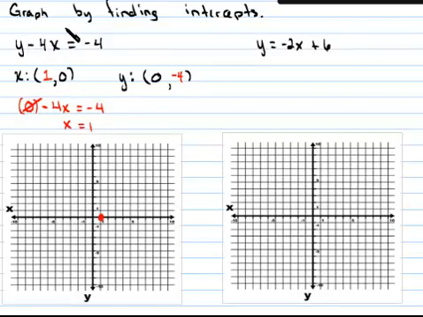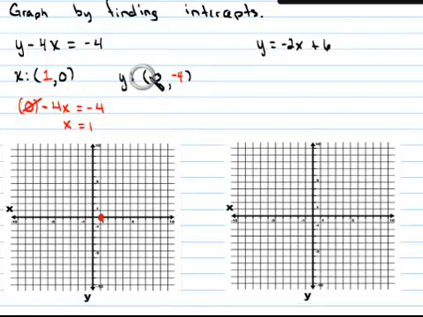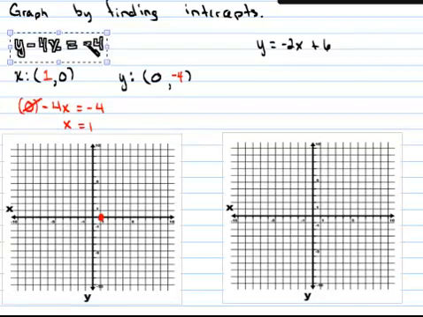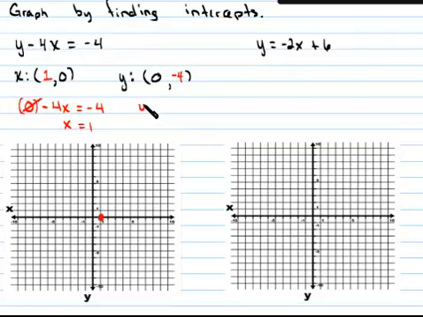Now if you want to show the work, then to get the y-intercept, your x value is 0, so you'll plug in 0. You'll have y minus 4 times 0 equals -4, and you got to figure out the y. Well, the 0, this part disappears, so it's just y equals -4. So the y-intercept is 0, -4. That is right here. And now you're ready to draw your line.